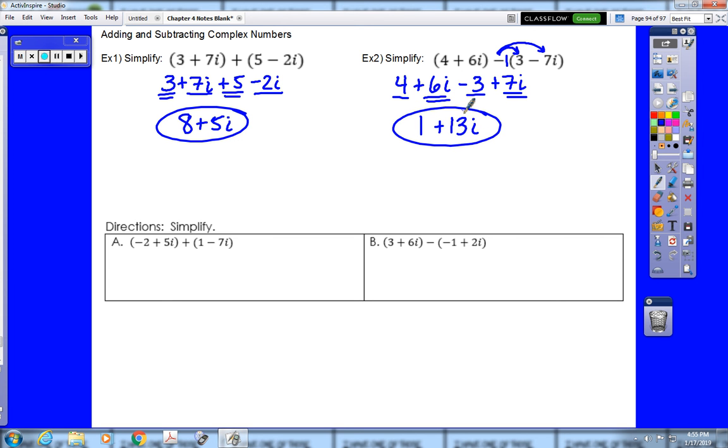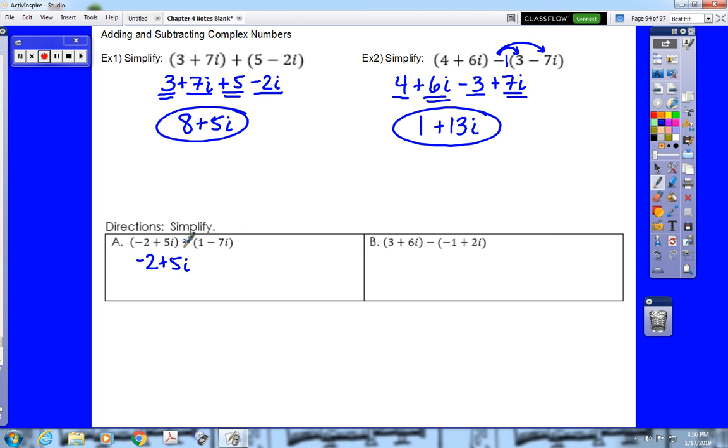Pause the video and try examples A and B, please. For example A, we would drop the parentheses because it is an addition problem, and then combine like terms. Negative 2 plus 1 is negative 1. 5i minus 7i is negative 2i. Done.